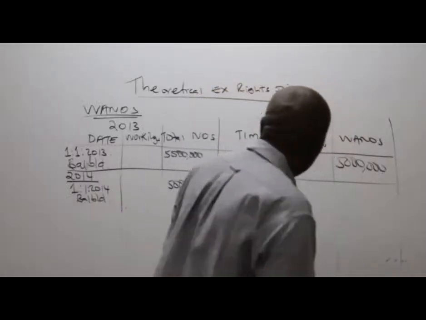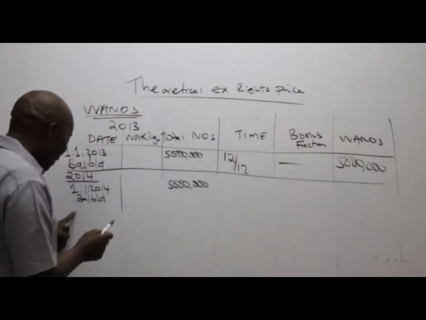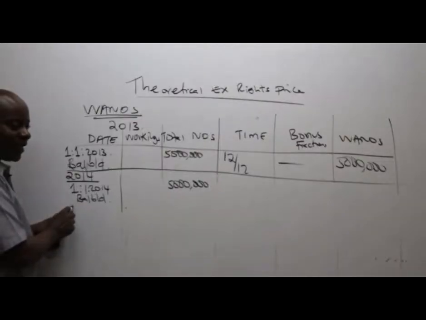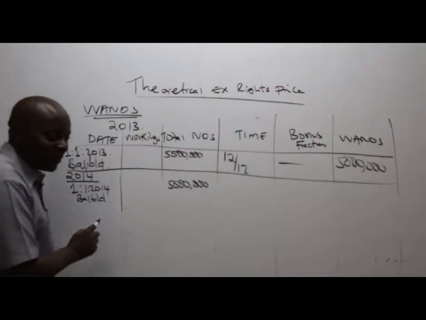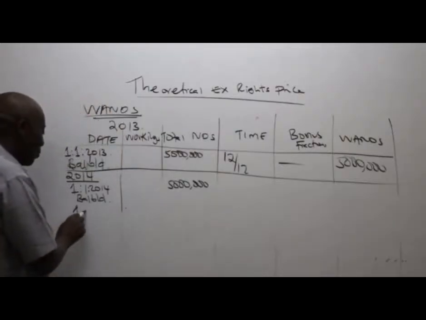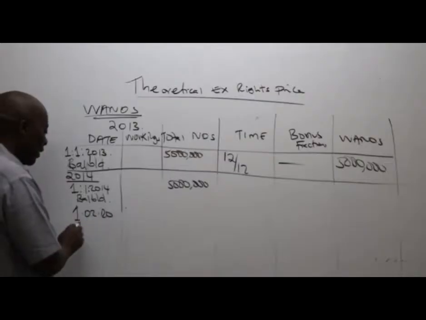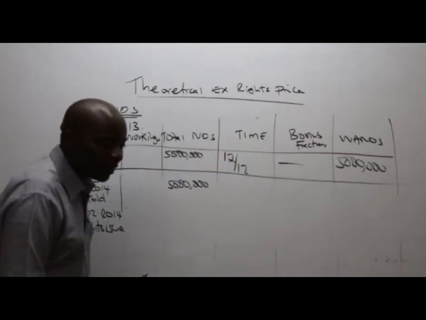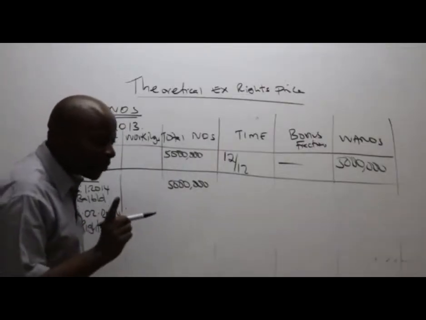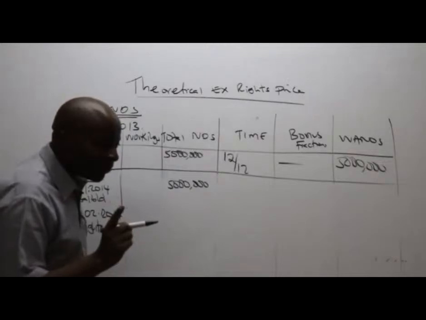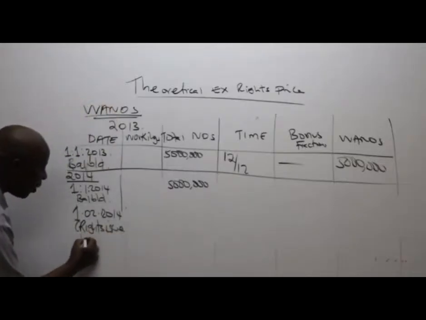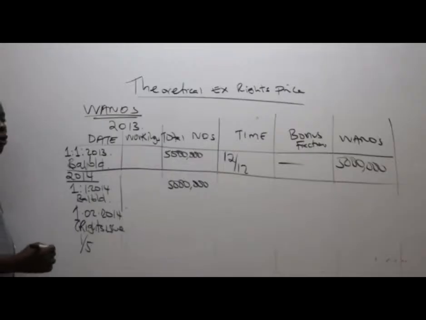So we have a very important date. Which date is this? The date of the rights issue again, somebody. Wanasema ni 1st February. 1st February 2014, we had a rights issue. A rights issue of what fraction? 1:2? Oh, yeah, a rights issue of 1:5. A rights issue of 1/5.